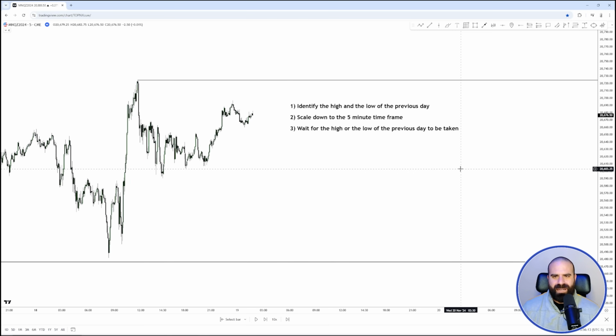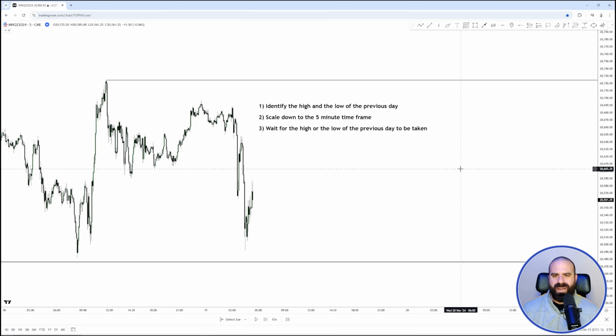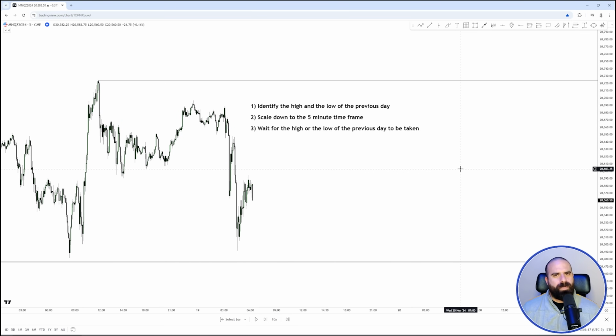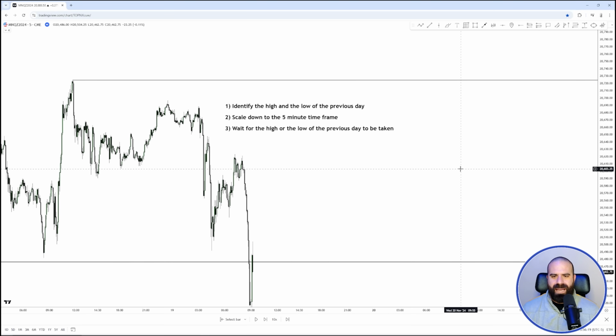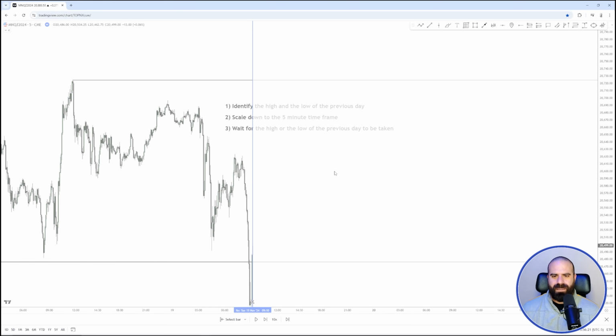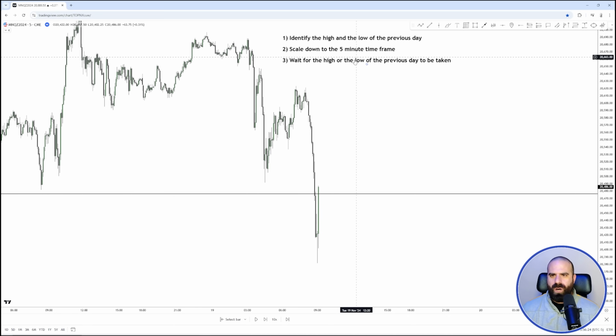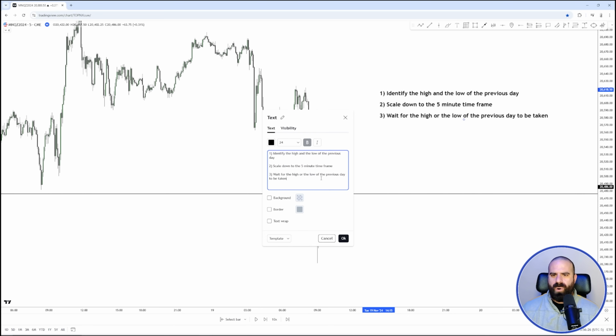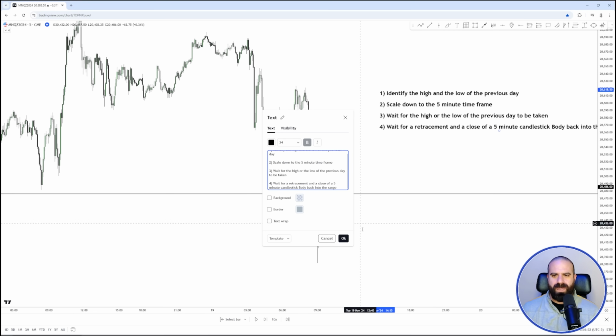You are on the 5-minute time frame, you are waiting for either the high or the low of the previous day to be grabbed, guys. And there you go, I was a little bit quick. Once the low or the high of the previous day is grabbed, wait for a retracement and a close of a 5-minute candlestick body back into the range. Simple as that.